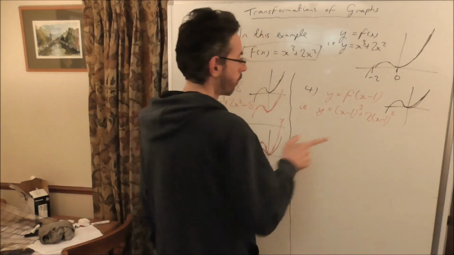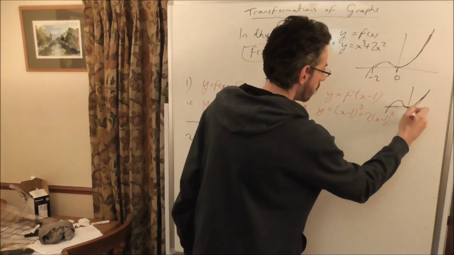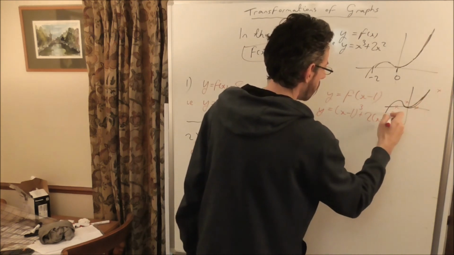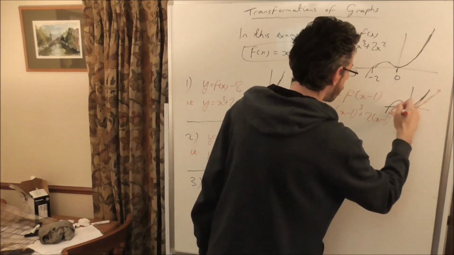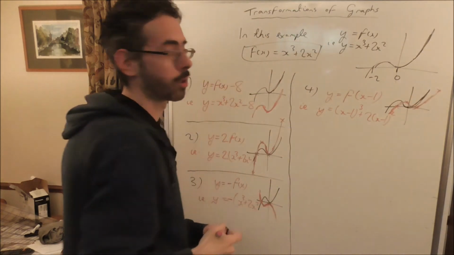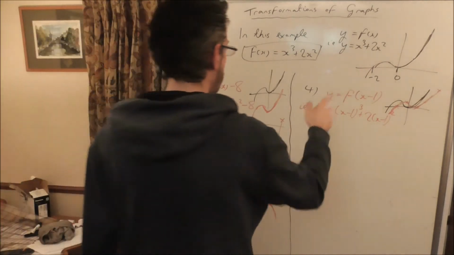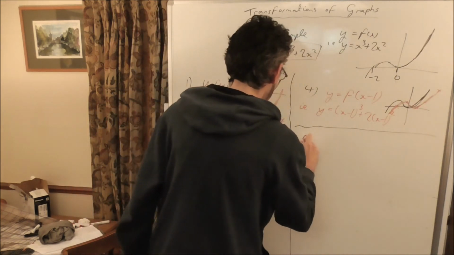So all the points move one place to the right. So this point moves over here, this point moves over here, this point over here perhaps, this point over here, this point over there. So it's the original graph translated one place to the right. That's what f of x minus 1 looks like. Let's do a couple more.